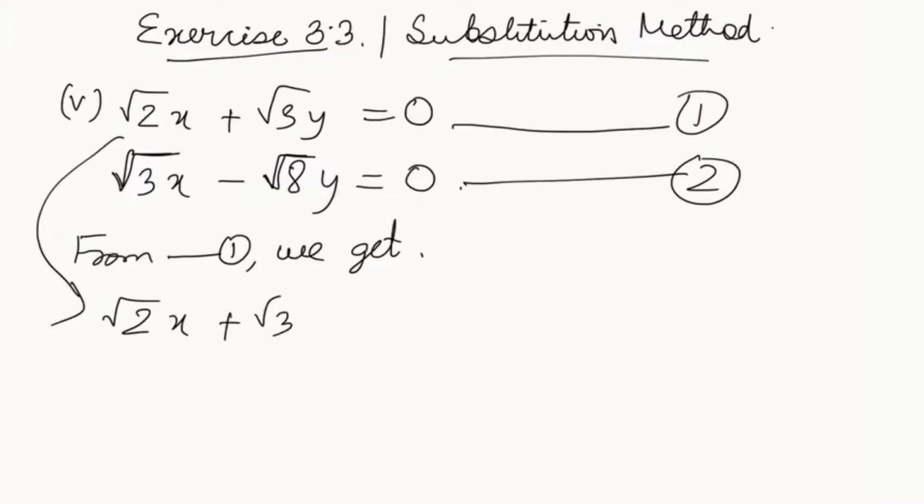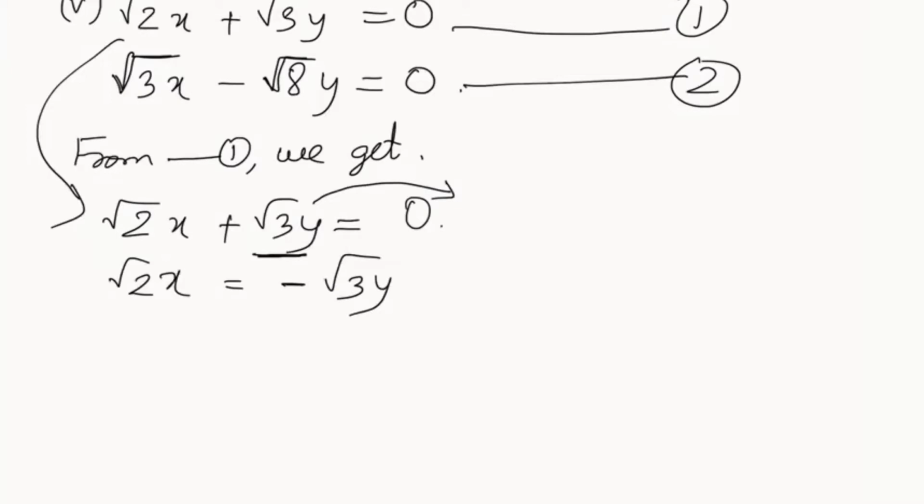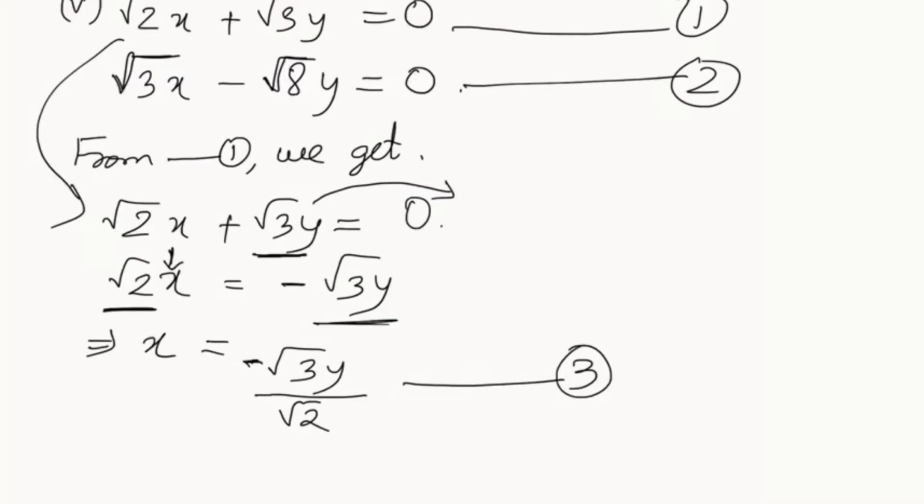We get root 2x plus root 3y equals 0. This means that we have to write root 2x equals, and then we transfer this entire thing over this side, so it will be minus root 3y. Since we want only x on the left hand side, everything that is with x goes downside, so x equals minus root 3y divided by root 2. Okay, this is equation 3.